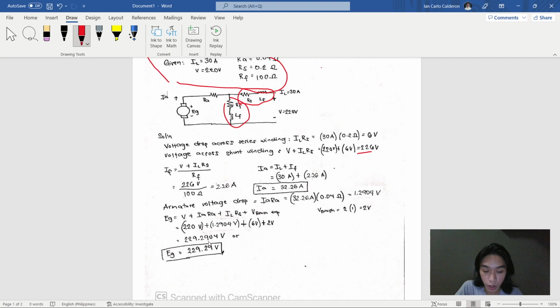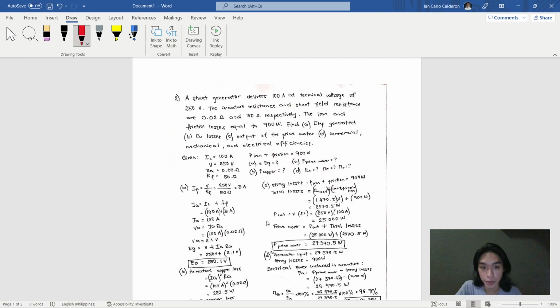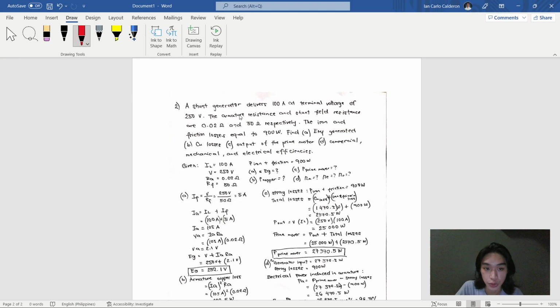So for the second problem, a shunt generator delivers 100 amperes at a terminal voltage of 250 volts. The armature resistance and shunt field resistance are 0.02 ohms and 50 ohms, respectively. The iron and friction losses is equal to 900 watts. First, find the EMF value. Second, the copper losses. Third, the output of the prime mover, and for the last part, we need the efficiencies in terms of commercial, mechanical, and electrical.